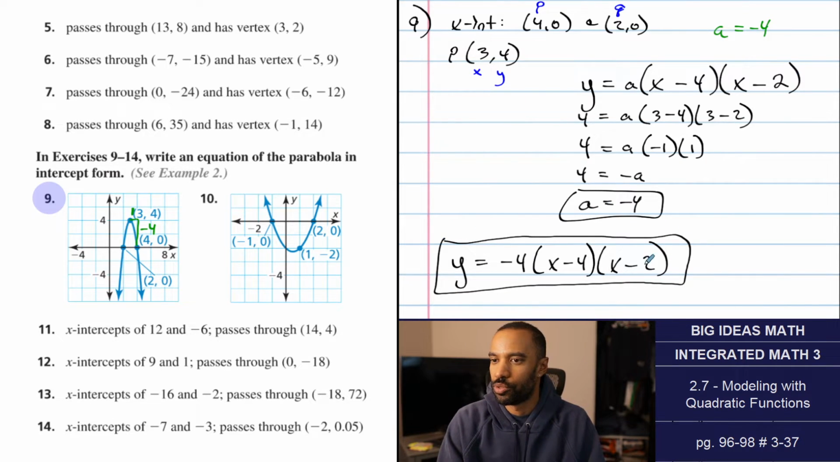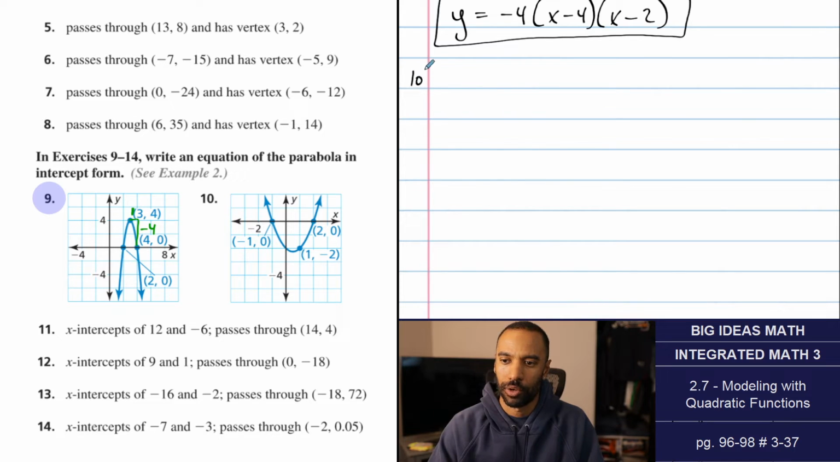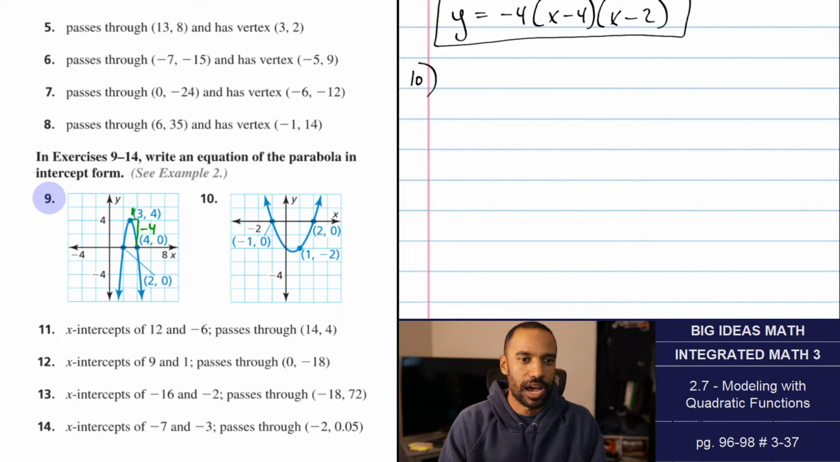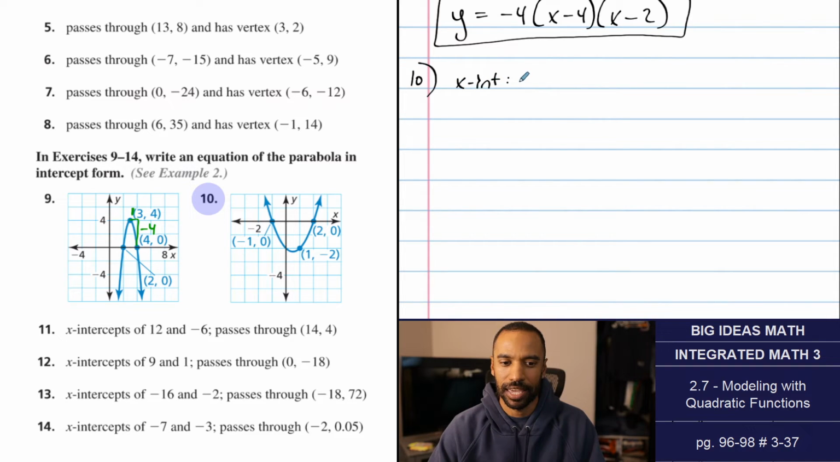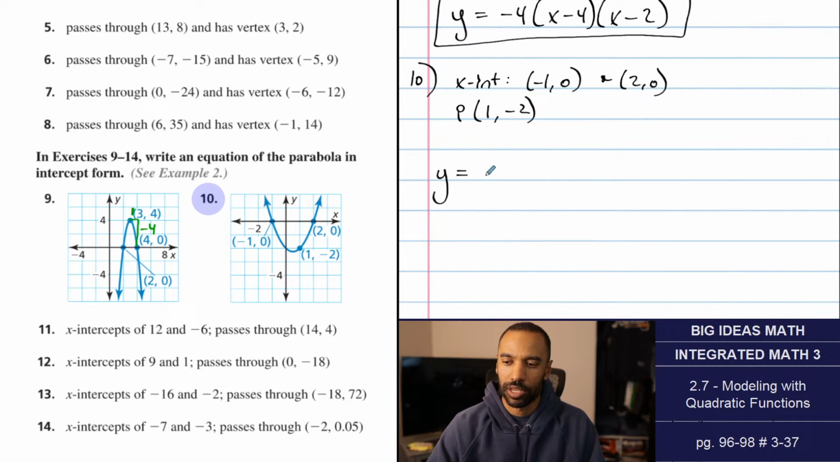Okay, let's go to number 10, also with the graph. And you can see on number 10, we do not have the vertex written out this time. So I don't dare work out that stretch factor stuff. I'm just going to do it in the conventional way now. The x-intercepts are negative 1, 0 and 2, 0. And there's a point we're going through that's 1, negative 2. That'll be our x, y.